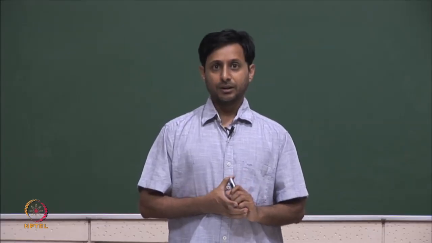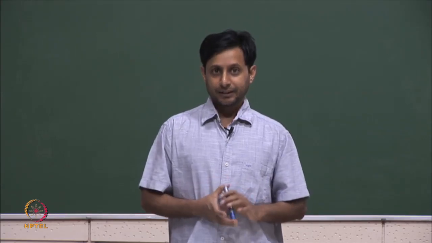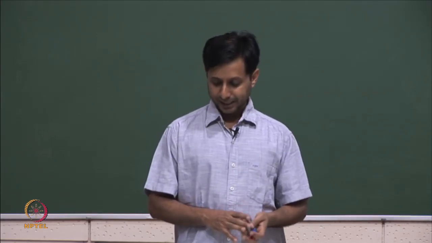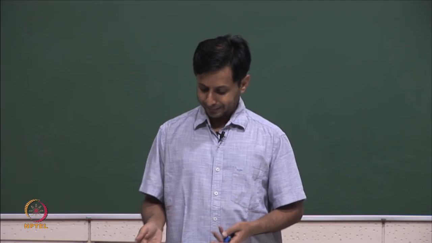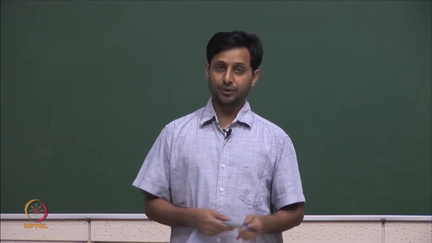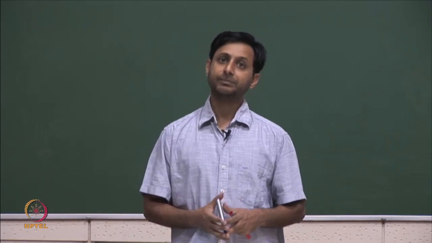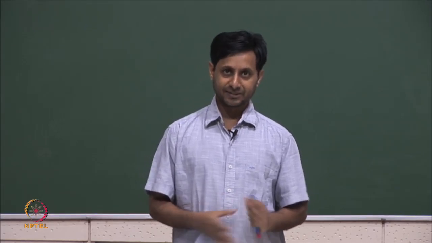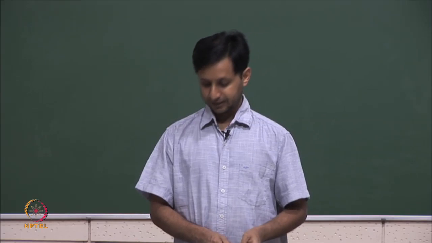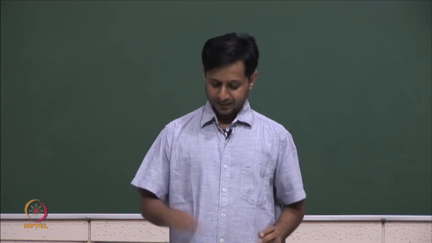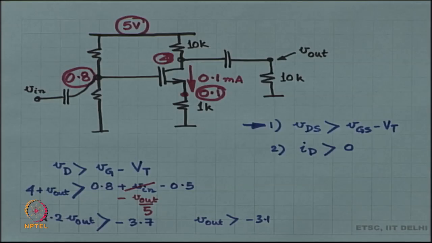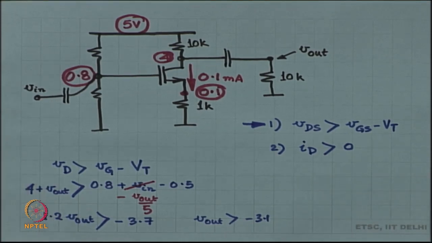Right now I am doing it very mathematically, but these are limits that you can actually observe on the circuit itself. You do not really have to do it mathematically all the time. This mathematics is not really that important. The second one is that ID has to be more than 0. So, how do we evaluate that?